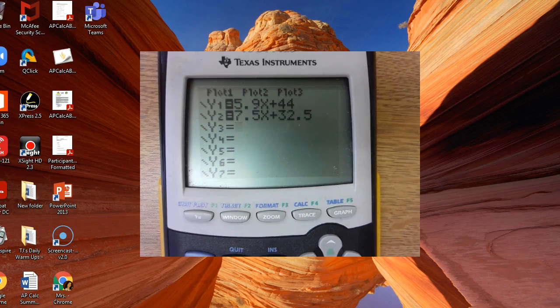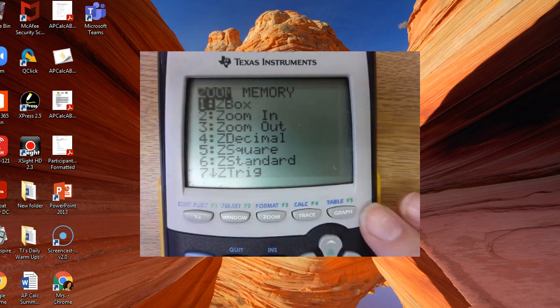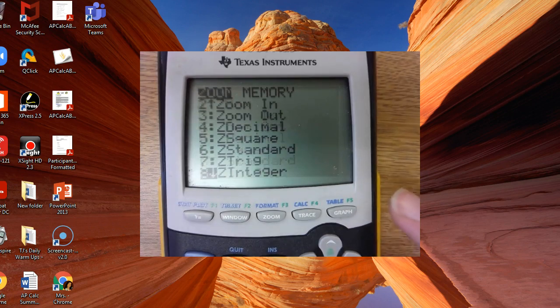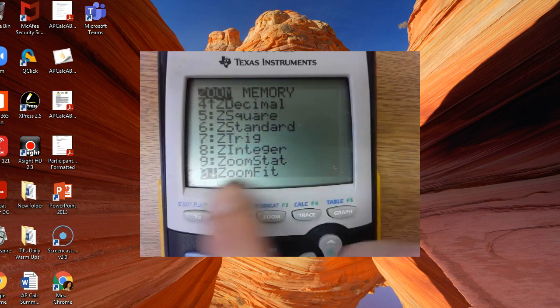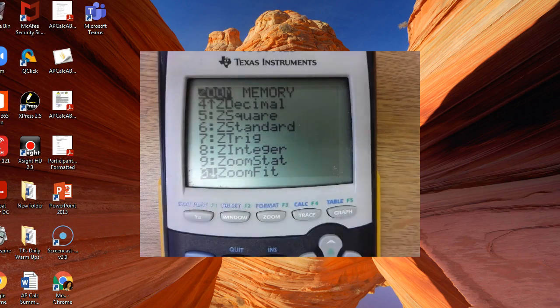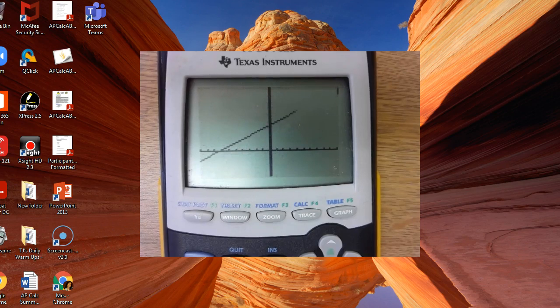And then now what you want to do is hit zoom. And again, our equations are pretty high up. Our y's and x's are in the 30s. So sometimes you can hit zoom standard. That makes your graph negative 10 to 10. Or you can arrow down and go to zoom fit. That usually tries to fit it to whatever equation you type in.